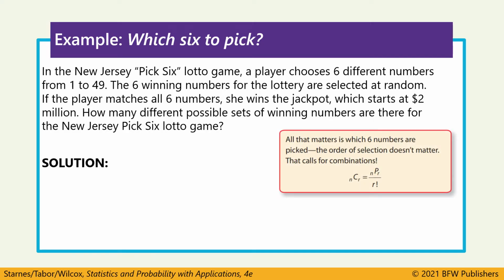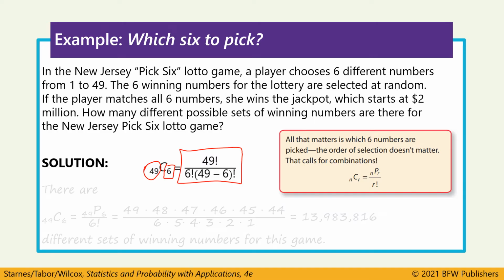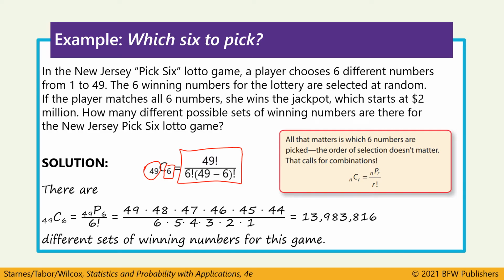So this is a combination because order doesn't matter. If you match the 6 numbers, you win regardless of the order that they show up in. We have 49 numbers that we're choosing from, and of those 49, we're picking 6, or choosing 6. And we can just plug that into our combination equation there. And we get 13,983,816.